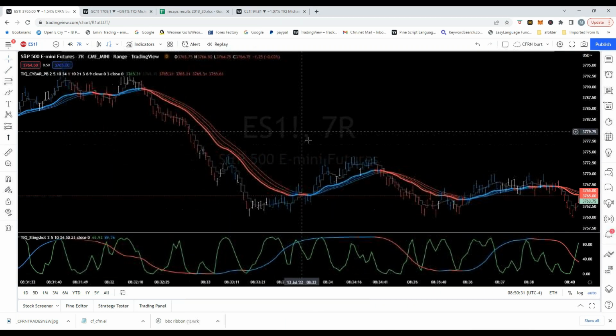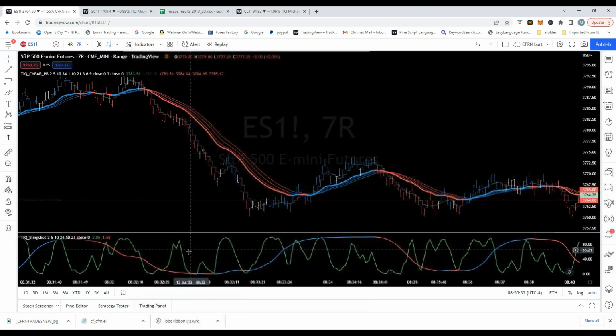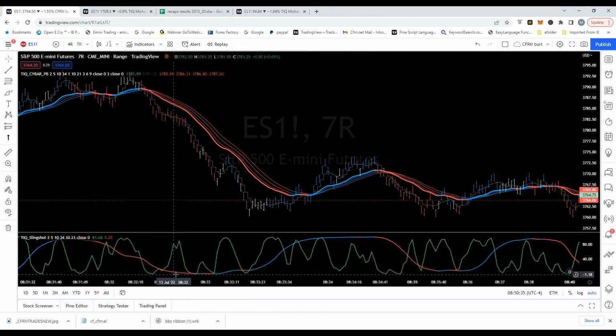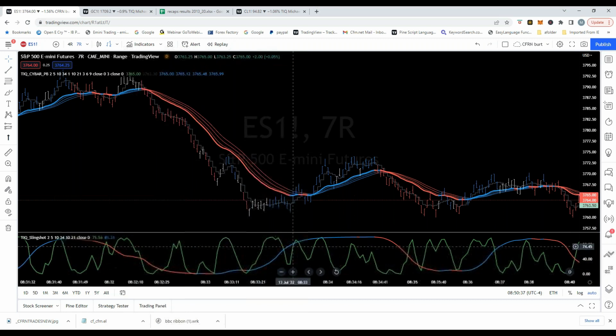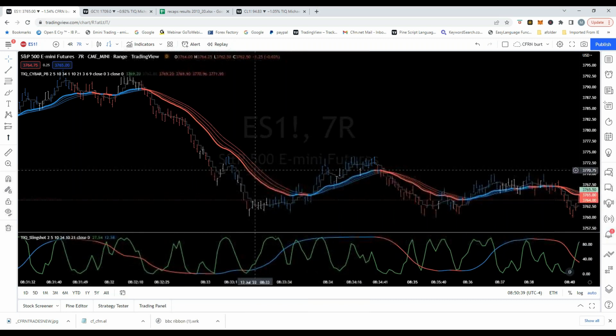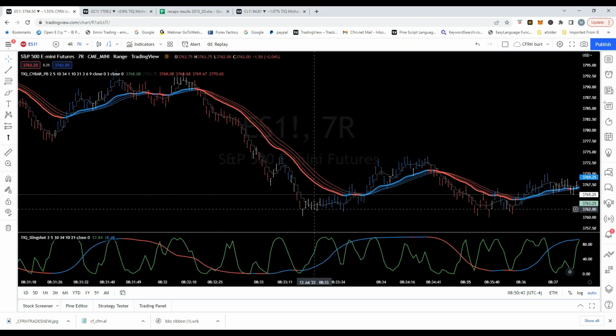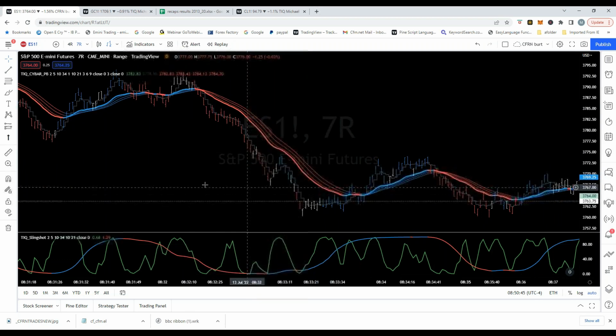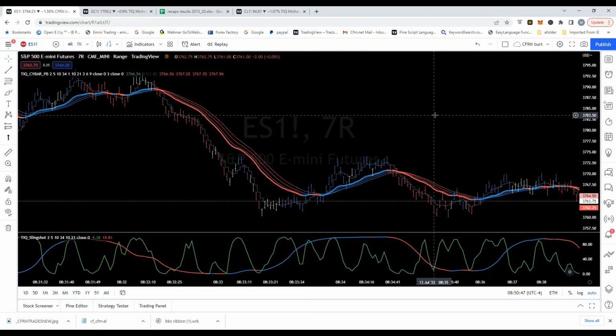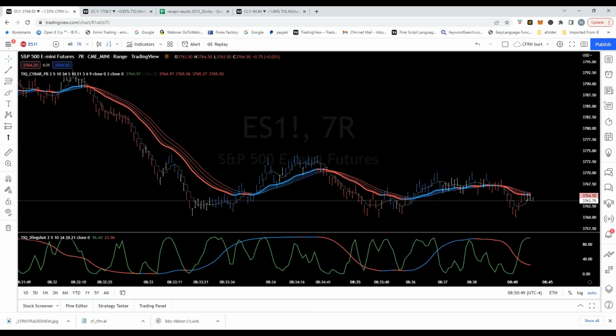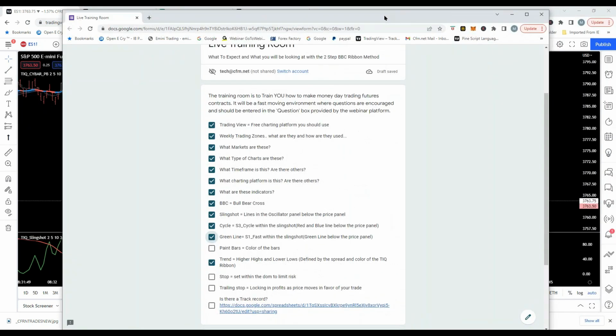What you're looking for is to have separation between these two, to have the cycle be red and below the green line, or the cycle be blue and above the green line. When you have that coupled with the trend, then you have a great opportunity to place trades, all right? Now, the 2-step method, I'm going to get to that in just a minute, but it doesn't include the slingshot. The slingshot is built into it, but it does include the color of the bars, okay, and the ribbon.